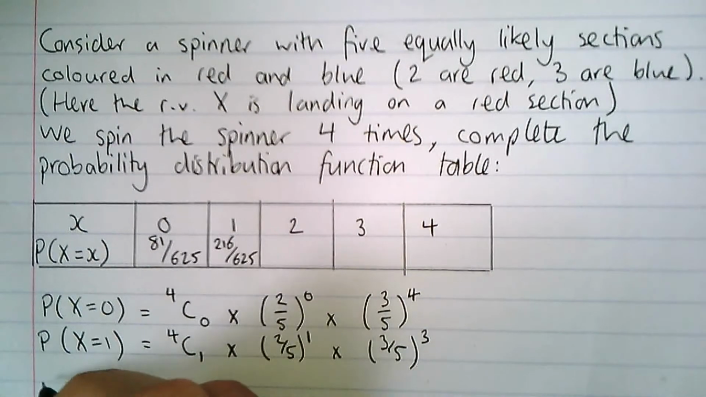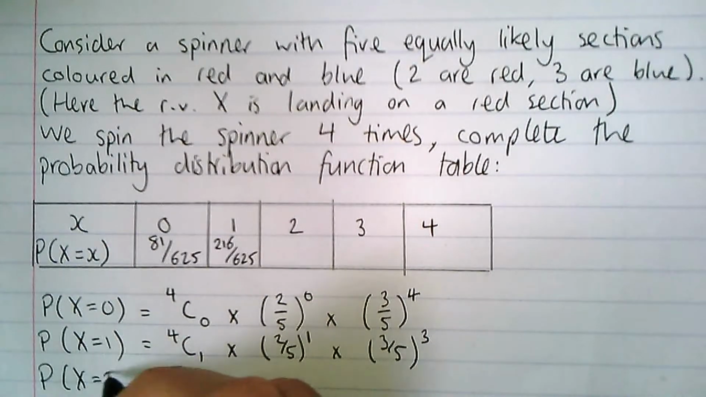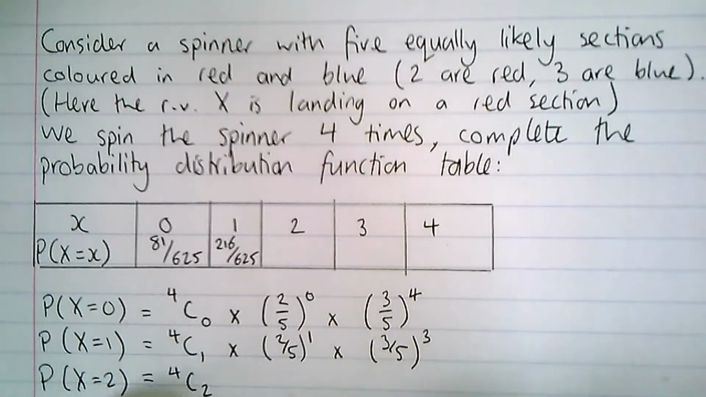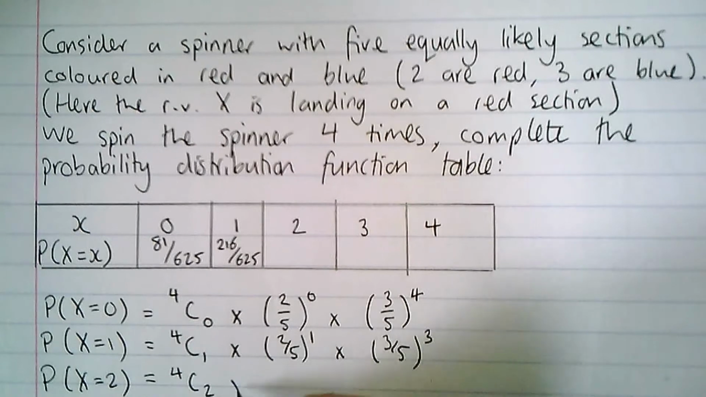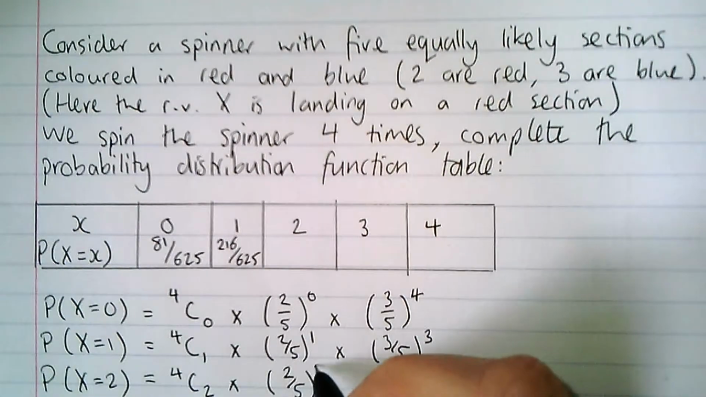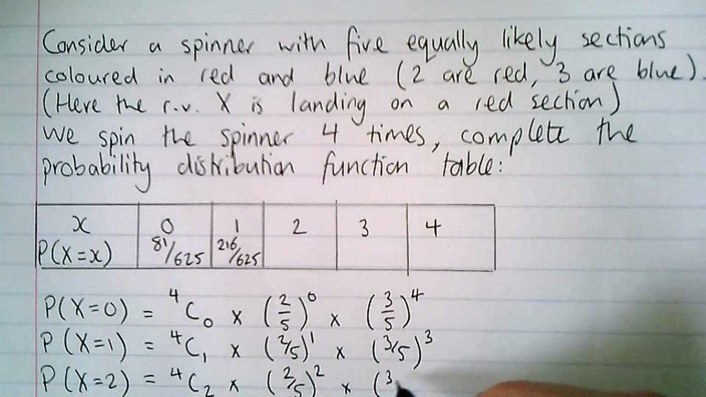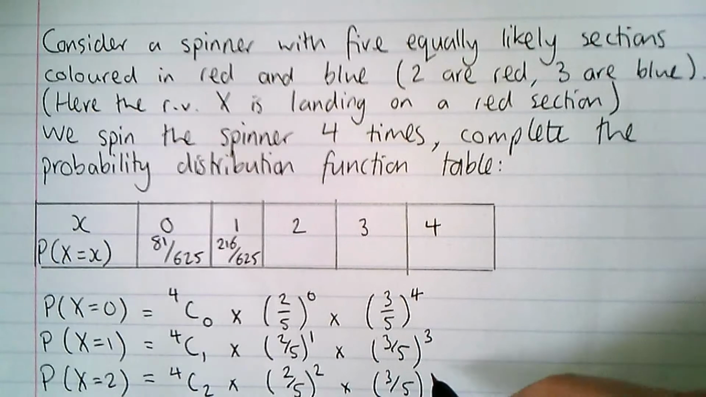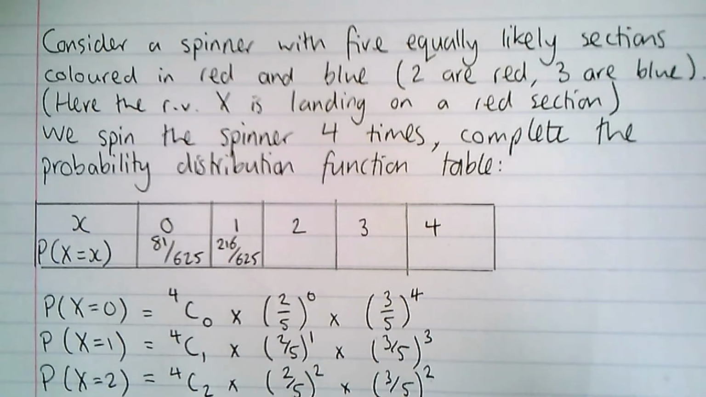So probability x equals 2. So it's going to be 4 choose 2. 2 is the number of reds that I want. Multiplied by probability of red is 2/5. I want 2 of those. Probability of not red is 3/5, and I want 2 of those.